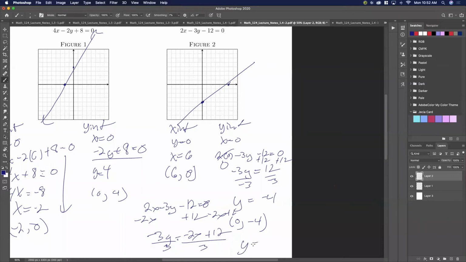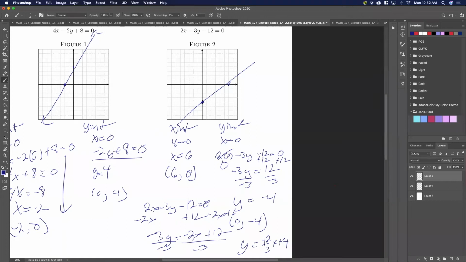We get y equals minus 2 thirds. Oh no, minus and minus. This is negative 3. Sorry. So that becomes positive 2 thirds x plus 4. And so here we're at 4.